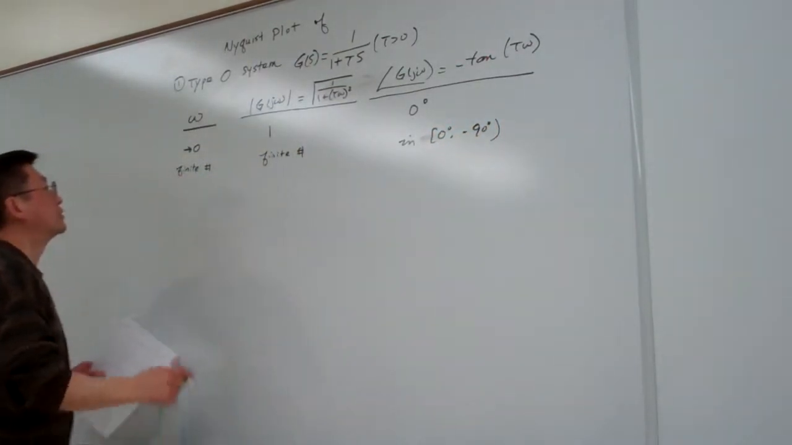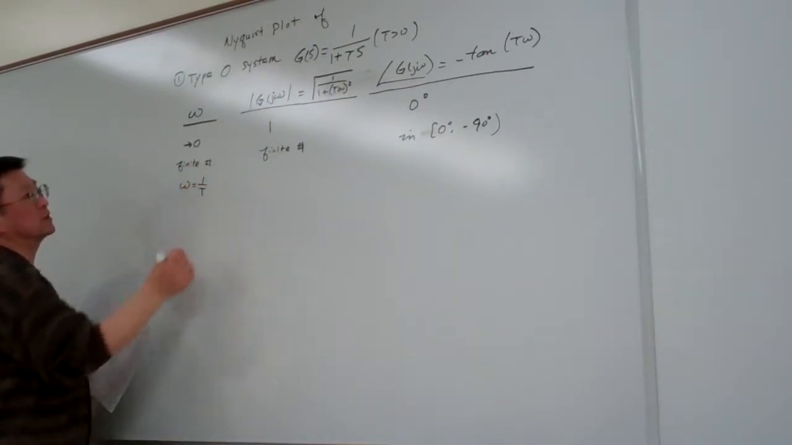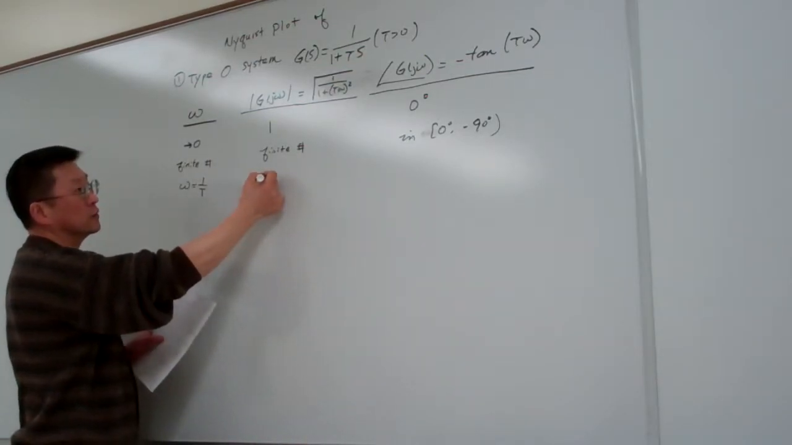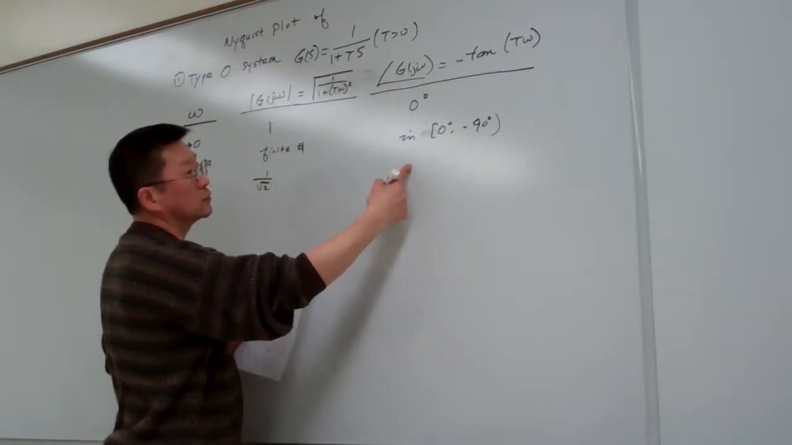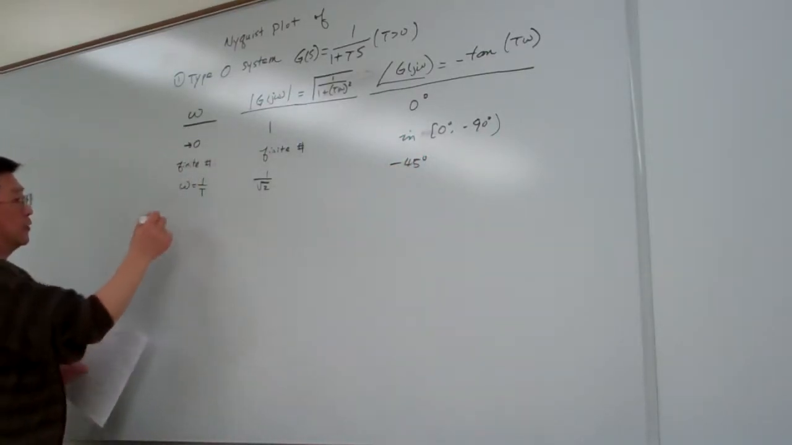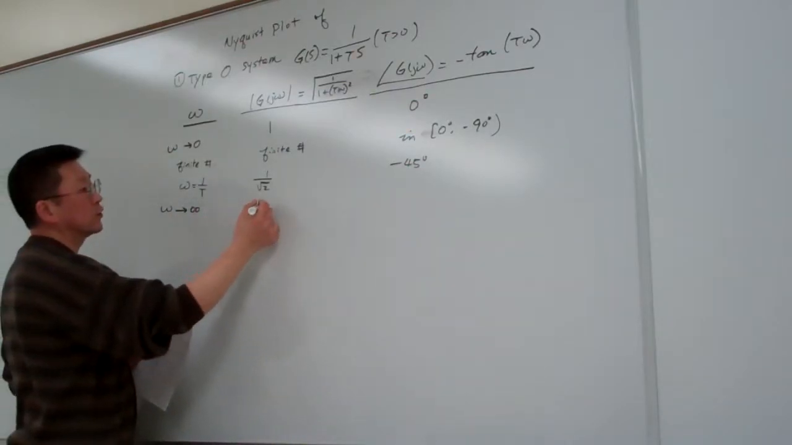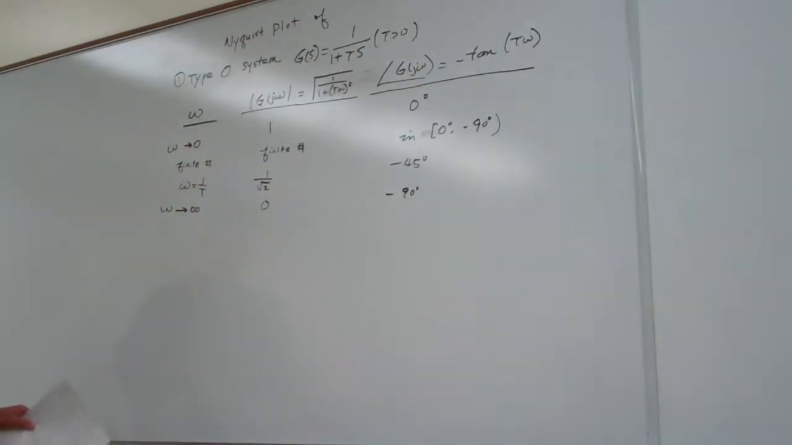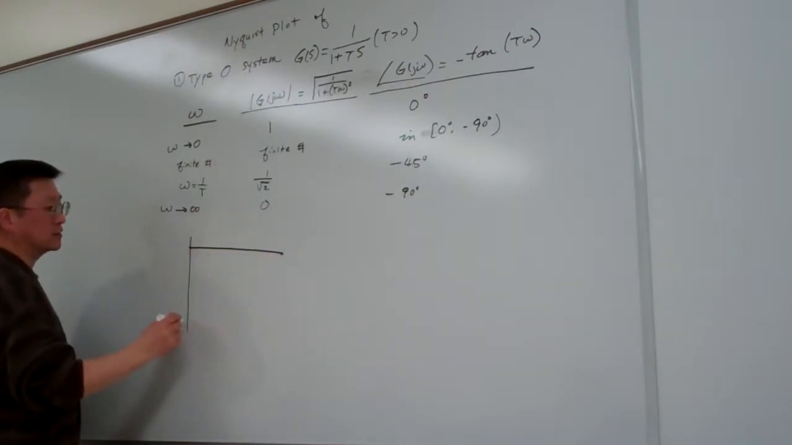Okay. So when omega in particular is equal to the corner frequency, omega equal to 1 over T, the magnitude will be equal to 1 over the square root of 2, and the angle will be equal to minus 45 degrees. And when omega approaches infinity, then the magnitude will be equal to 0, and the angle will approach minus 90 degrees. So from here we can draw it, and that will be something like this.